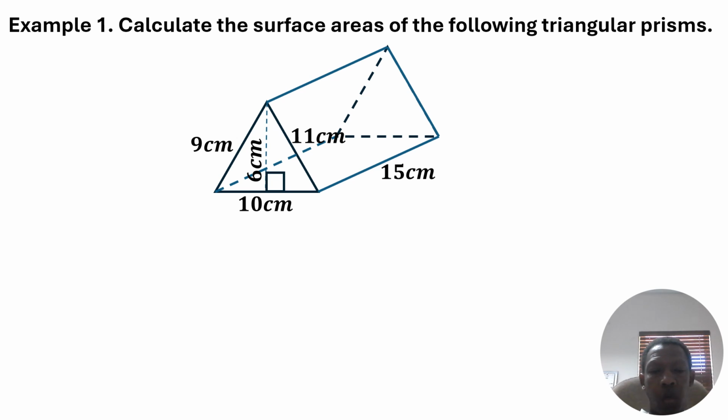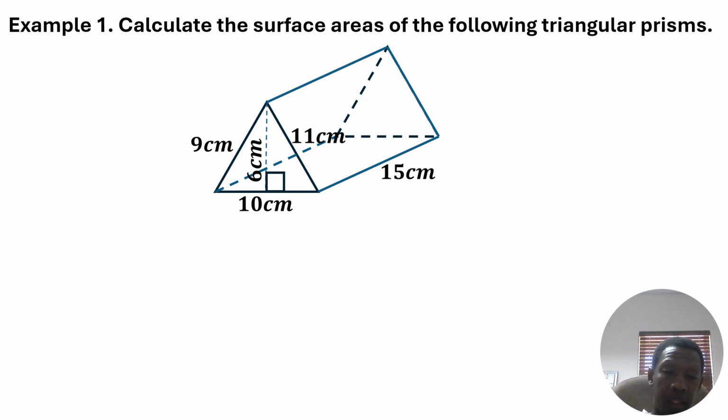And then we also have this dimension, 15 centimeters. The 15 centimeters is the height that we determine by moving the base. In this case, the base is moved 15 centimeters in order to create the height of this triangular prism. Right.